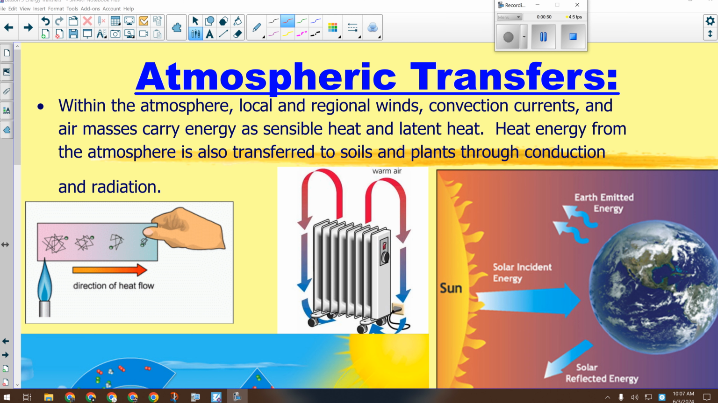Okay, remember that to evaporate water requires a huge amount of energy. So when we have a moist air mass moving from one place to another, that air mass contains untold amounts of energy in the form of latent heat. Because when that water vapor condenses, it will release all of the energy that was used to turn it from a liquid to a gas.